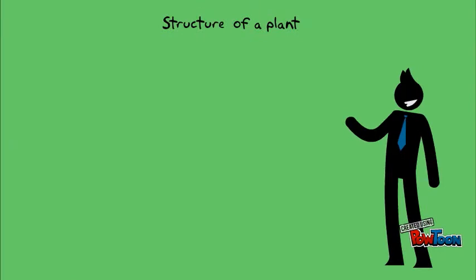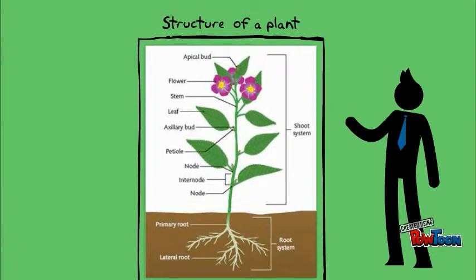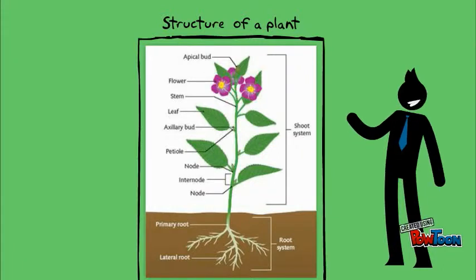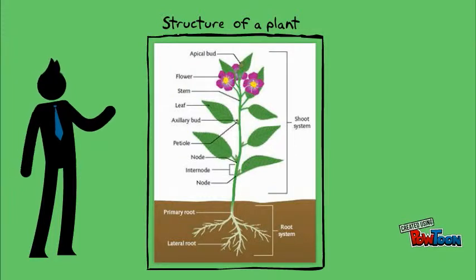Let's discuss some factors of land plants, starting with the structure. Two main parts, shoots and roots. Roots have initial root coming from the seed, lateral root, which is the side branch of the main root, and an example of a taproot is a carrot. Fibrous roots have many roots, none more important than the other.